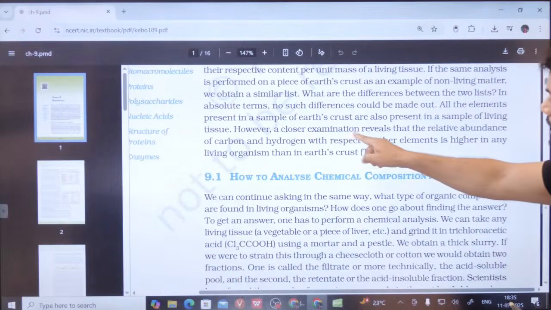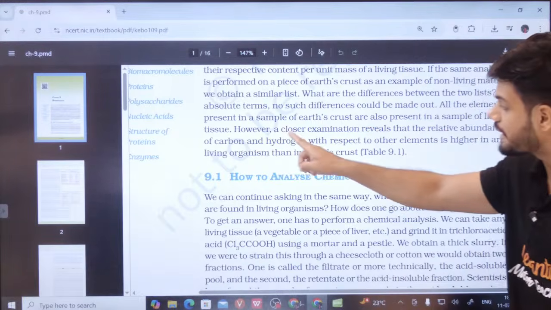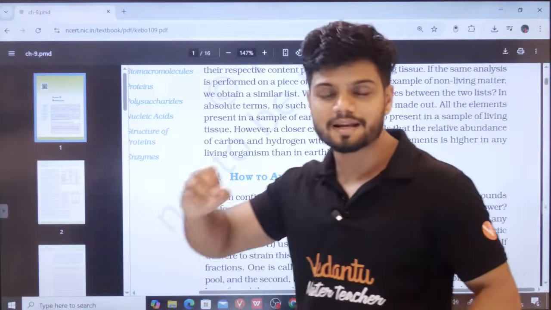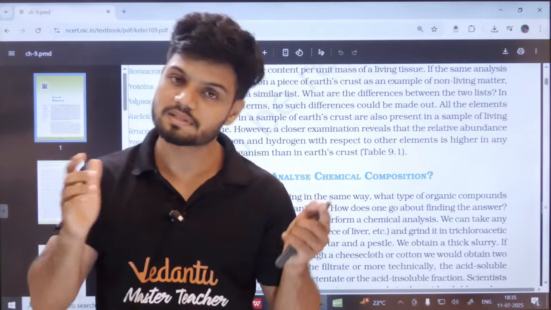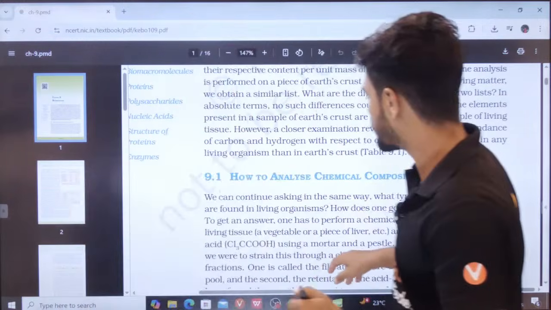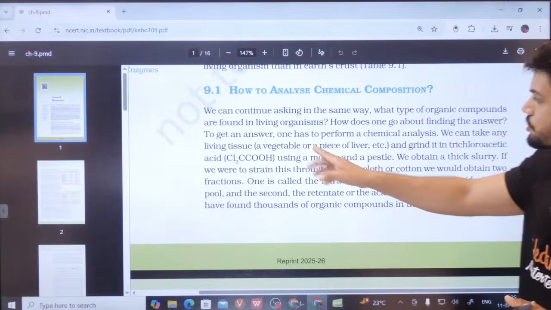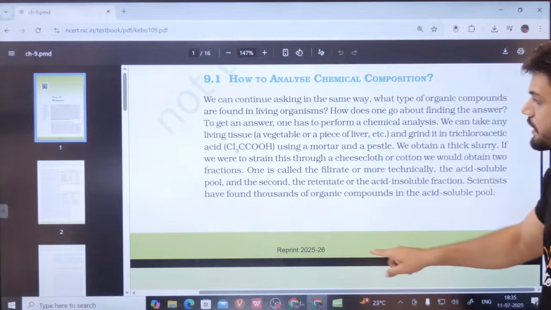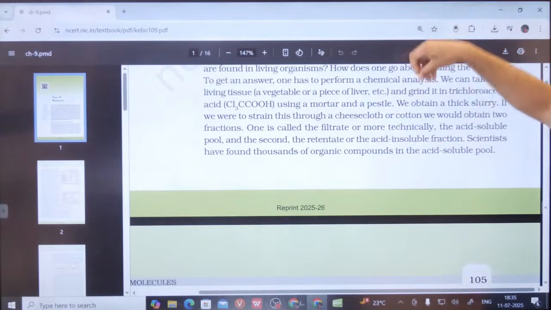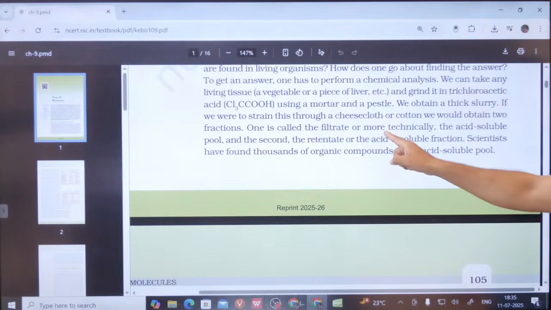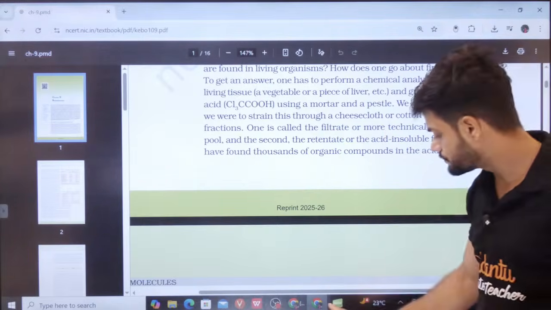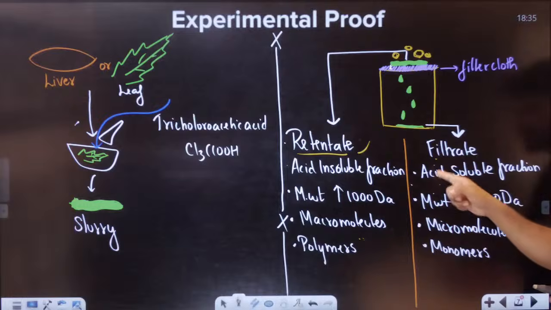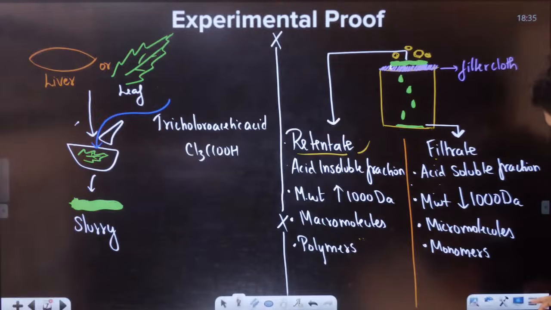A closer examination reveals that the relative abundance of carbon and hydrogen with respect to other elements is higher where? In living organisms. So a living organism has higher quantity, higher abundance. Then the analysis, students. This is your experiment. We took a vegetable or a piece of liver, trichloroacetic acid, mortar and pestle, cheesecloth, and ground it down. We got the filtrate, or more technically the acid soluble fraction.